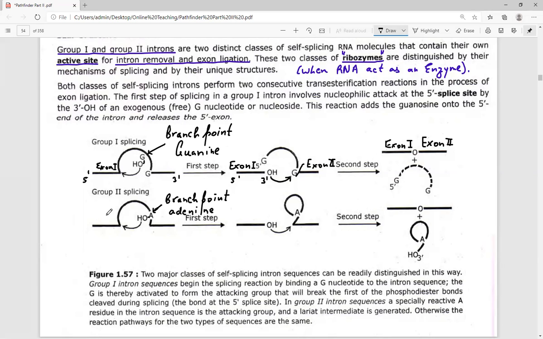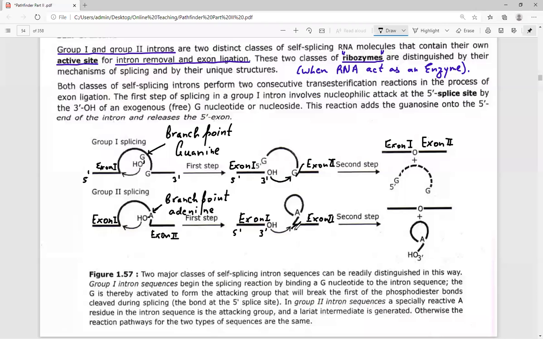That hydroxyl group is going to attack, and exon 1 and exon 2 are going to be joined together with each other. This is exon 1 and this is exon 2. Exon 1 and exon 2 are going to be ligated together, and the intronic region would be removed. See this exon 1, the free 3' hydroxyl group of exon 1 will attack the intron-exon boundary. In the case of exon 2, both the exons will be ligated together.